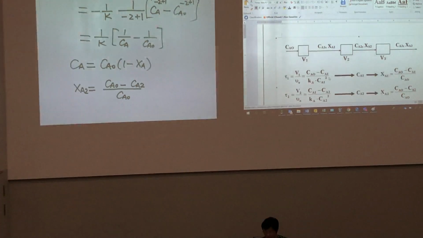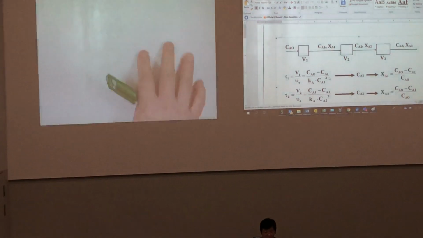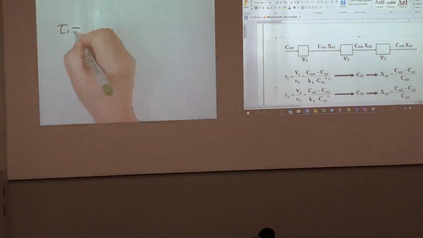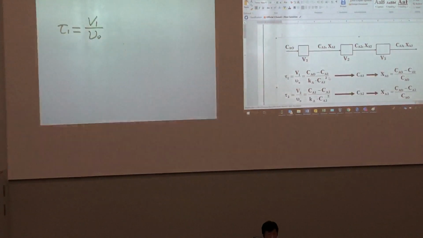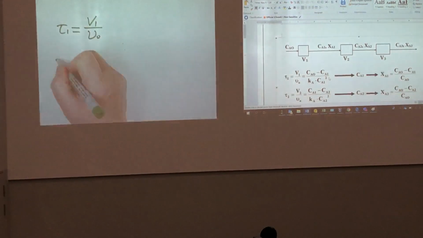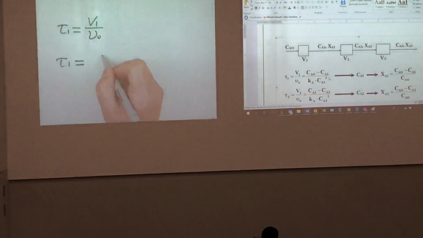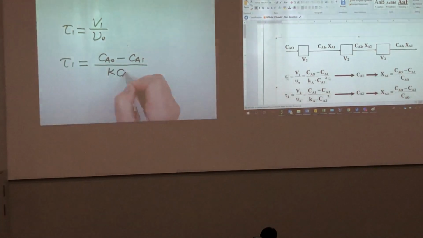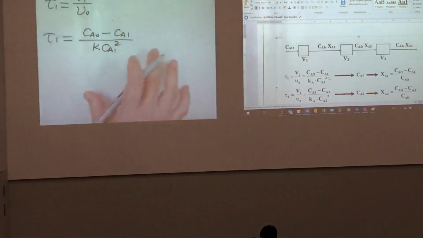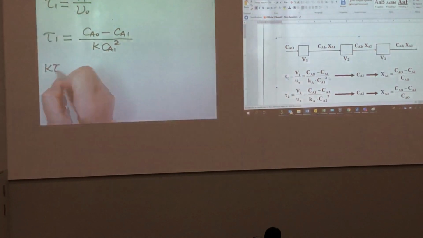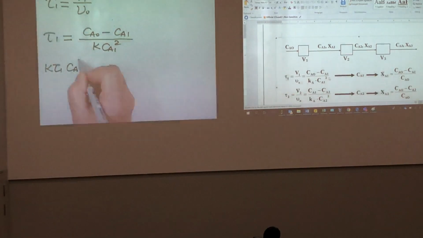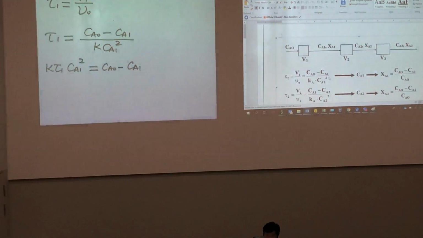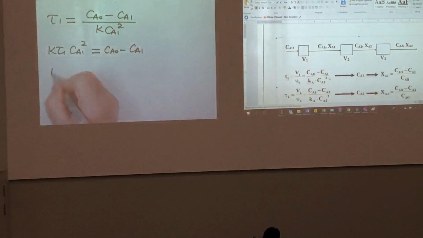Some of you may have mathematical difficulty. If you have that, you have to practice a bit. So you find your tau 1 from V1 over V0 already. After that, you can write tau 1 equals CA0 minus CA1 over k CA1 squared. Now after this, we write k tau 1 times CA1 squared equals CA0 minus CA1. Now after that, rewrite one more step.